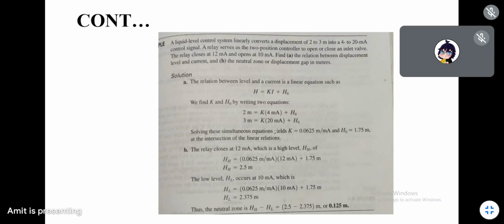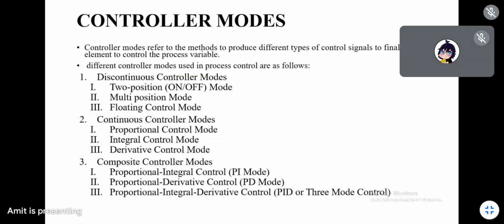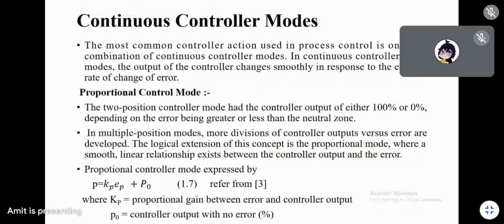So this is one example of your two-position controller. Previously we were discussing controller modes. First we discussed discontinuous control mode. Today we will go for your continuous control mode. In this class, I think we can only finish up to the proportional control mode. So we'll start with your continuous control mode.